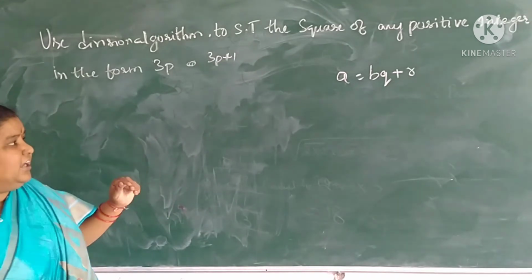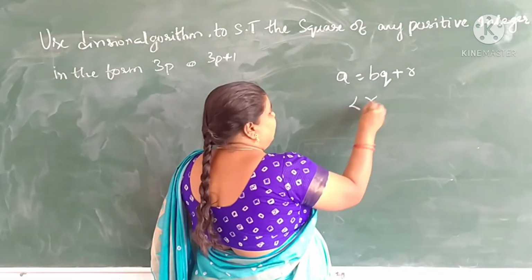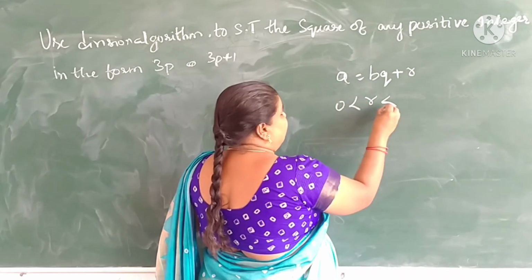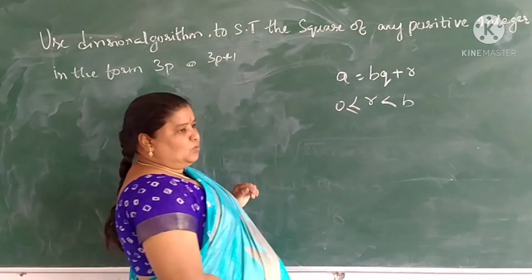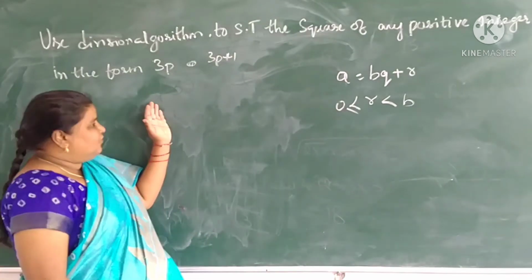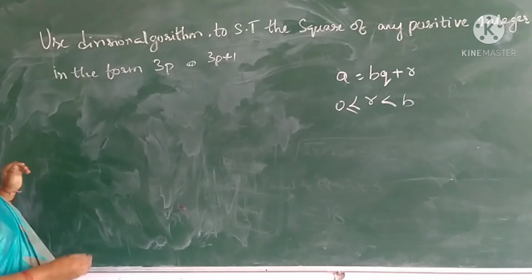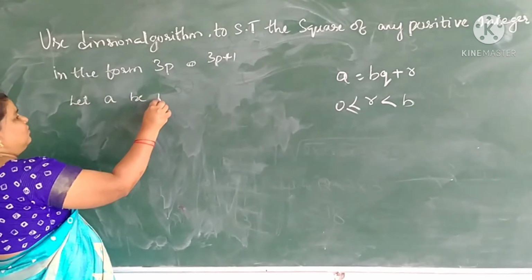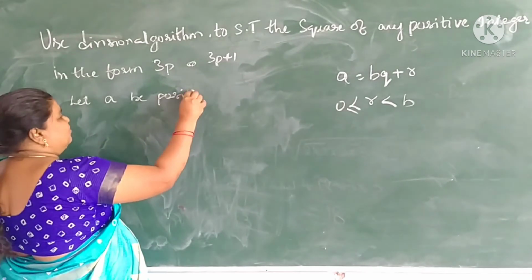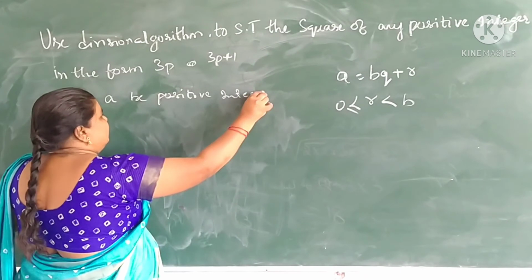And one more condition will be there. The r will be greater than or equal to 0 and less than b. These two conditions will be there. So here we are going to see. See children, here a, we don't know the a. So let it be something. Let a be a positive integer. This is some positive integer.